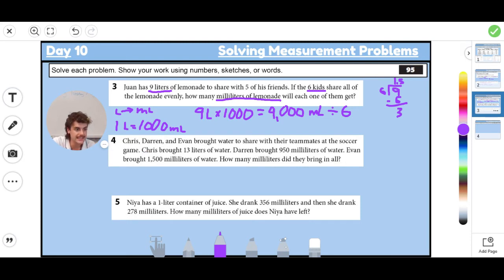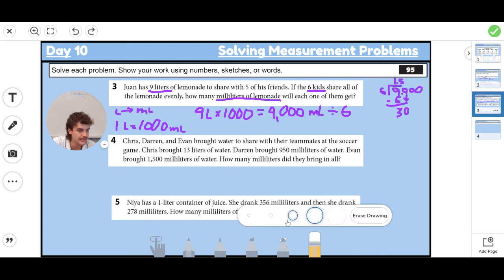I have 6, and I have a 0 here because I have a decimal point. So I'm going to bring that decimal point down. 30. How many times does 6 go into 30? It is 5 times. So then if you just continue adding zeros, and just imagine that this is 9,000. I'm going to go back. Imagine that this is just 9,000.